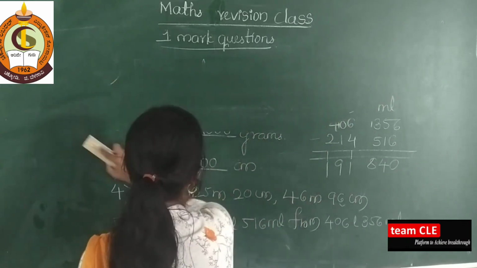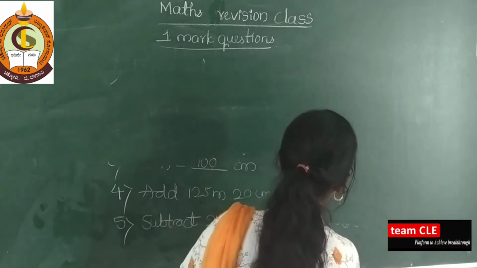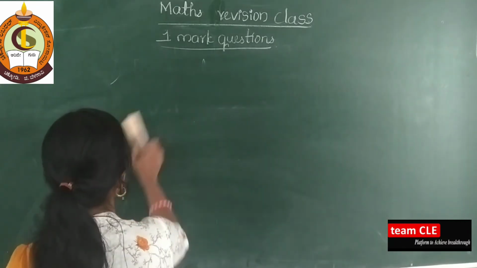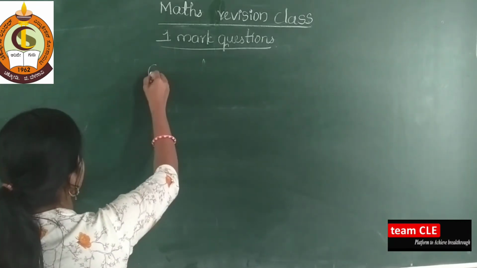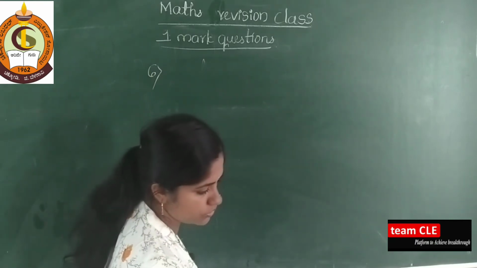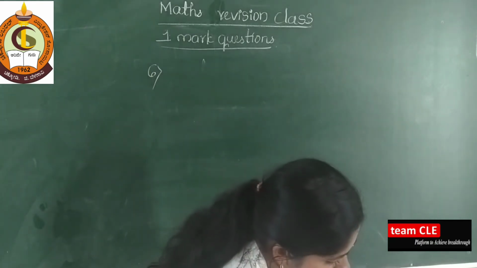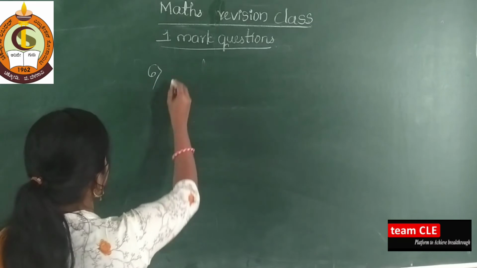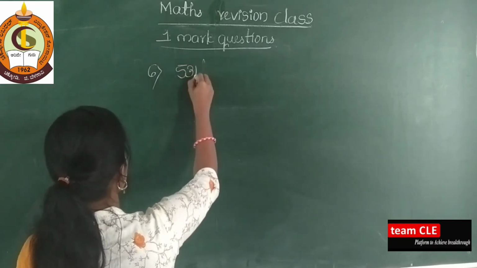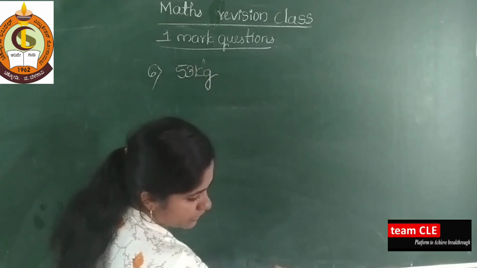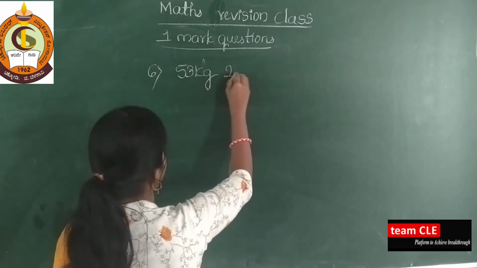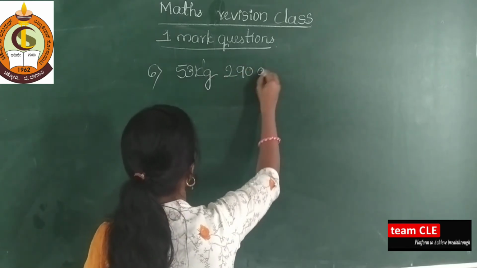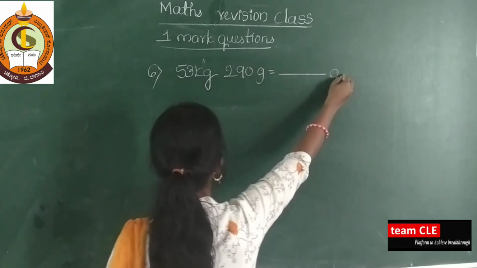So next here, sixth question, what is there here? Sixth question, and that is 53 kg 290 gram is equal to dash gram.